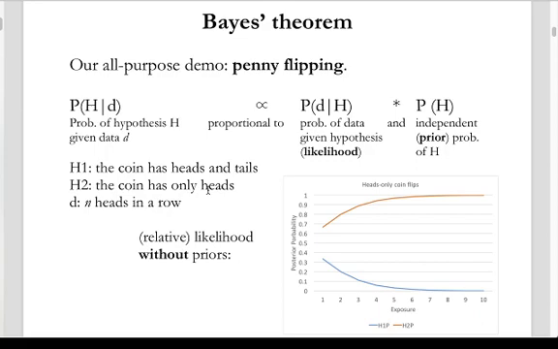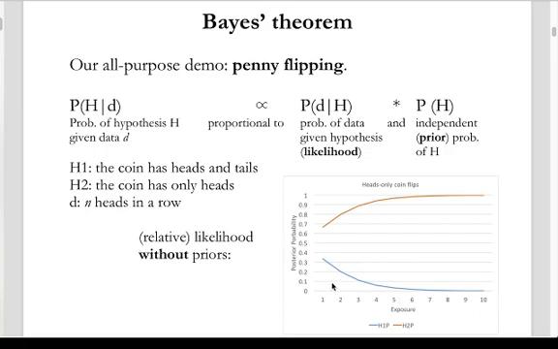Right? Well, here's the likelihood without any priors. So what does this say? The red line here is hypothesis 2, that this is a trick coin with only heads on it. And the blue line is hypothesis 1, that this is a normal coin with both a heads and a tails side. This vertical axis is the posterior probability. It's really the likelihood, right? And this is without any priors on these two hypotheses. And here's values for different numbers of coin flips.